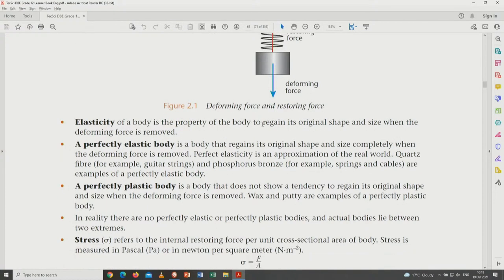So the property of a body to regain its original shape, such as this spring, when you remove the deforming force, is referred to as elasticity.